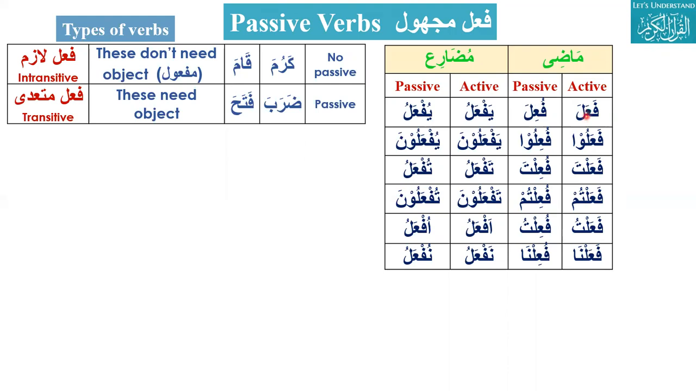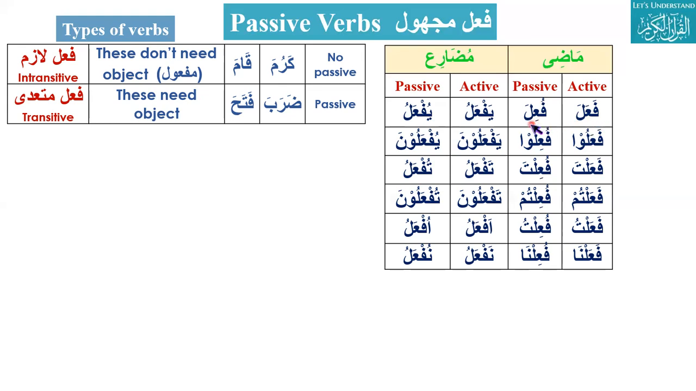The second last letter has a fatha. This is basically the ayn, the second last letter, and that takes the kasra. So we have kasra here, kasra, kasra, kasra, kasra. In the actual verb, there are three letters, first, second, and third: fa, ayn, which is the second last letter, and lam, which is the last letter. So there is no change in the last letter. The remaining things are just making them plural, feminine, like this.